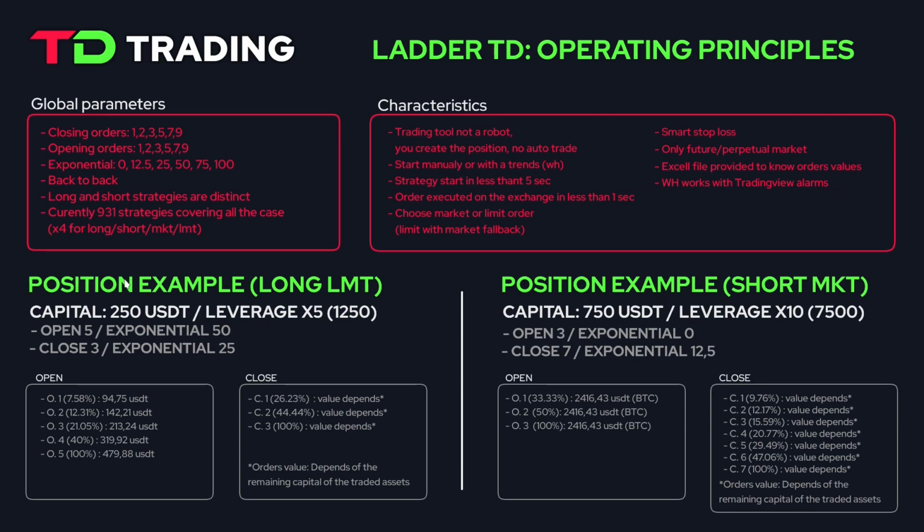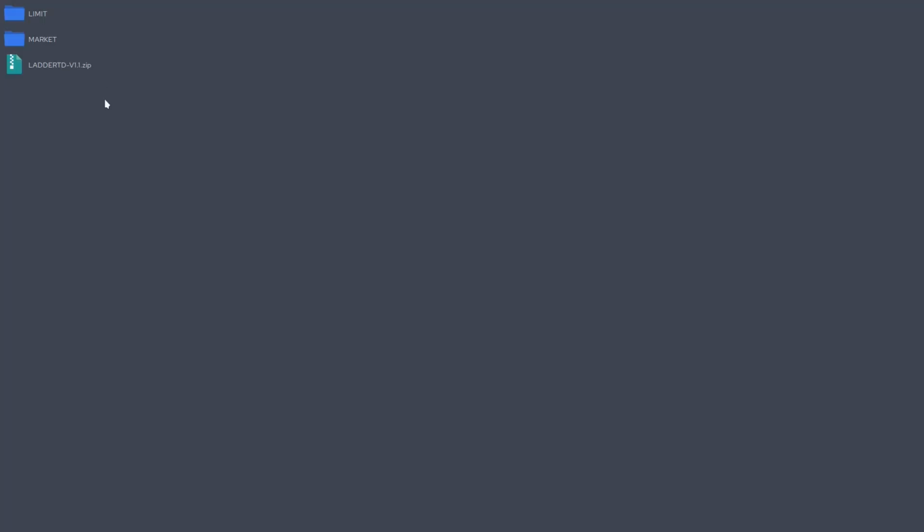So our first position example will be long with limit order. The capital of 250 USDT, leverage times 5. We are going to decompose the opening with 5 orders with an exponential of 50% and the closing order in 3 orders with an exponential of 25%. When you buy one of our products, you will receive a zip file and unzip it. For our example, we're long in limit, so limit long. We open in 5 orders with an exponential of 50 and we close with 3 orders with an exponential of 25. This is the strategy you will import in Krill and with which you will associate a webhook to start it without trends.